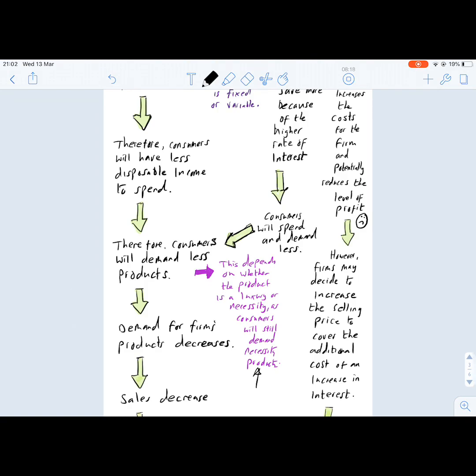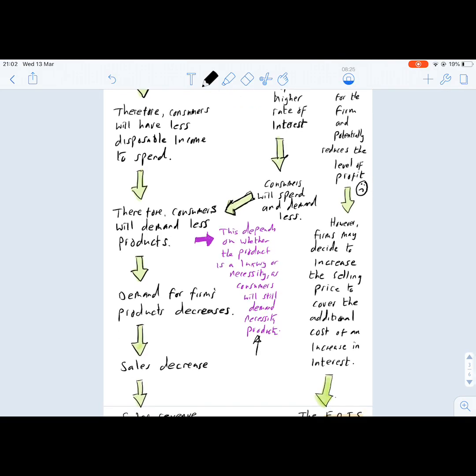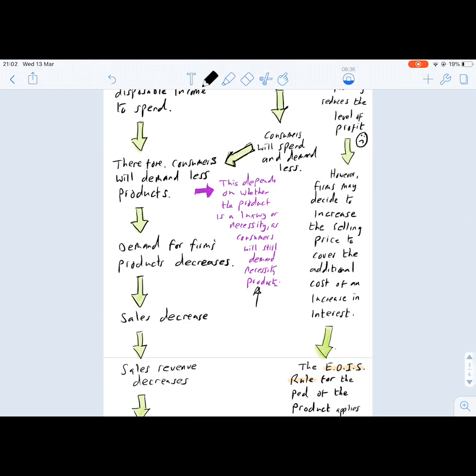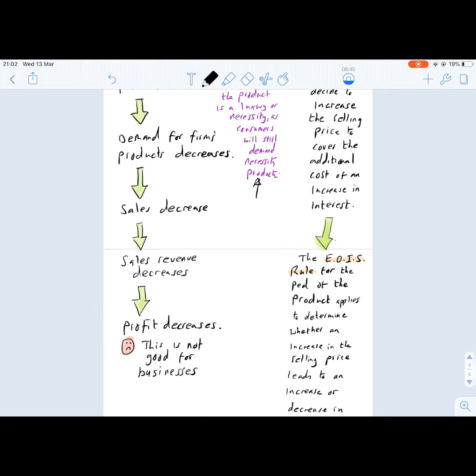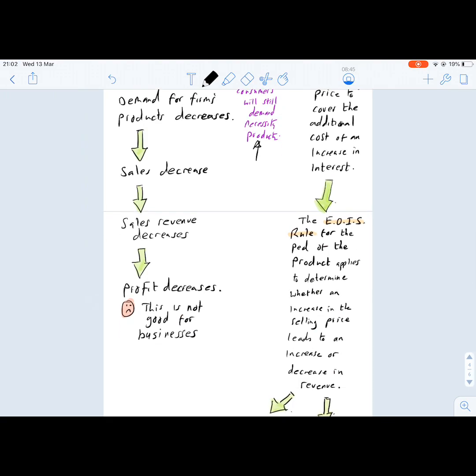consumers will spend less and demand less products from firms. Now we can see we've joined the original chain in the flow diagram. Therefore, consumers will demand less products. Again, this depends on whether the product is a luxury or a necessity. Demand for firms' products decreases. Therefore, sales decrease. As a result, the business receives less revenue and subsequently profit will decrease. Again, this is not good for the business.